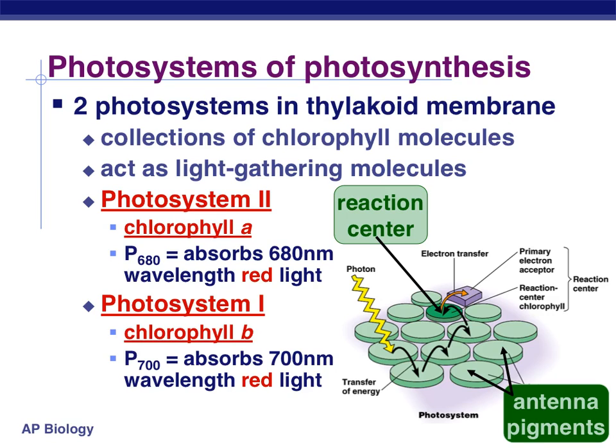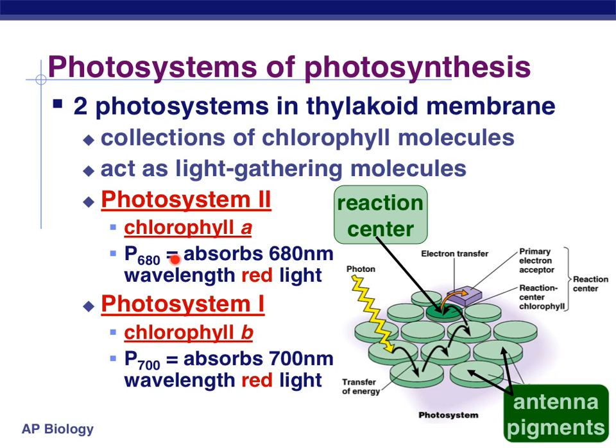There are two photosystems, photosystem 2 and photosystem 1, and the difference between the two is what kind of chlorophyll is your main pigment or your main light-gathering molecule. Photosystem 2 works with chlorophyll A, and it absorbs in the 680 nanometer wavelength of red light, and photosystem 1 works with chlorophyll B, and it absorbs in the 700 nanometer wavelength of red light. So that's the difference between the two.